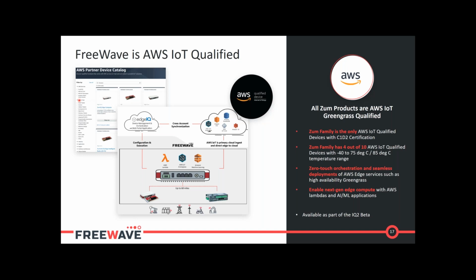The other part here, coming back to FreeWave's history of industrial grade, is as of today, the Zum family is the only AWS IoT qualified devices with that C1D2 certification for hazardous environments. We're also some of the few with the really wide range of operating temperatures. So we think this is a pretty good opportunity for any customers that are looking at or using AWS. And again, this is part of the IQ2 beta and the FreeWave remote management feature.